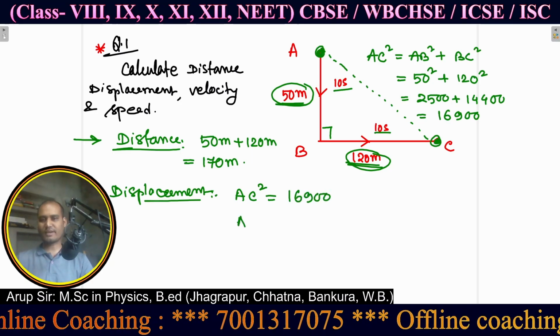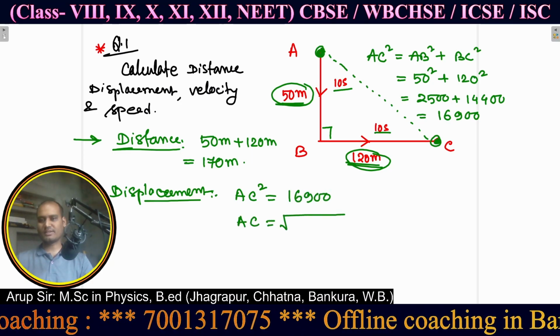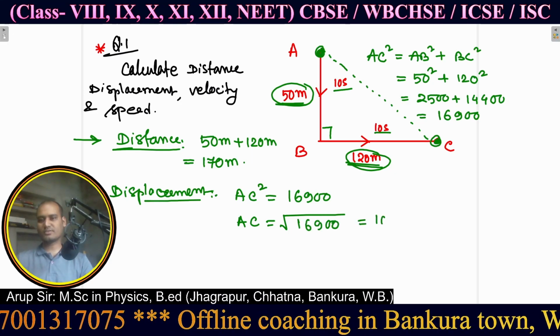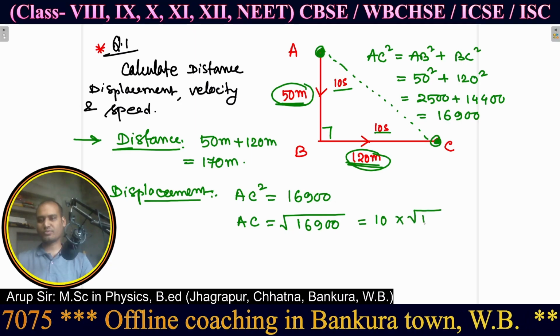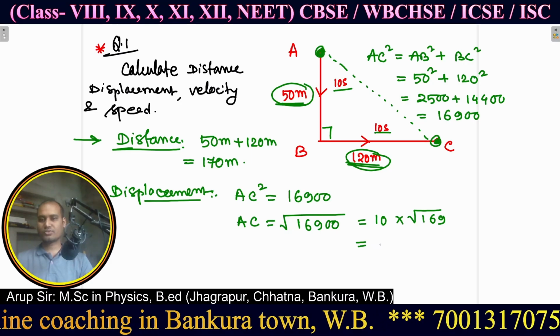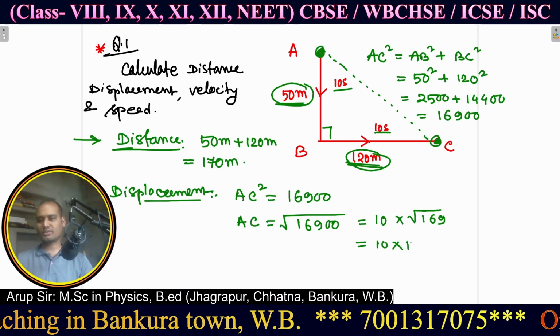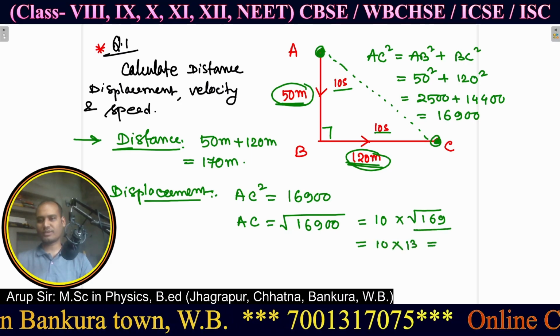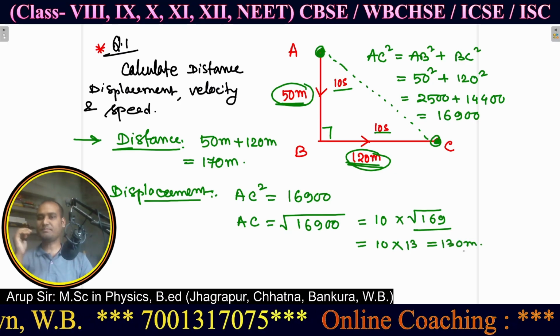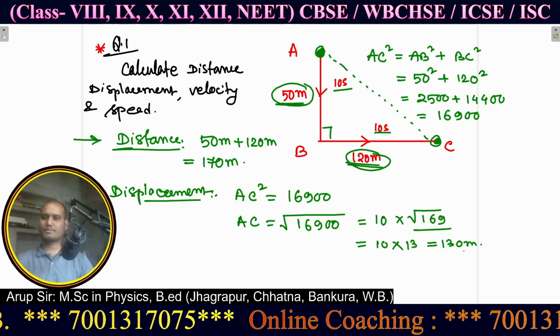So what is the value of AC? It means root under 16900. For the two zeros, 10 will come out, and root under 169 is 13. So 13 into 10 means 10 into 13 will come out from here. So 130 meter. So 130 meter is what? It is the displacement. Okay, it is the displacement.